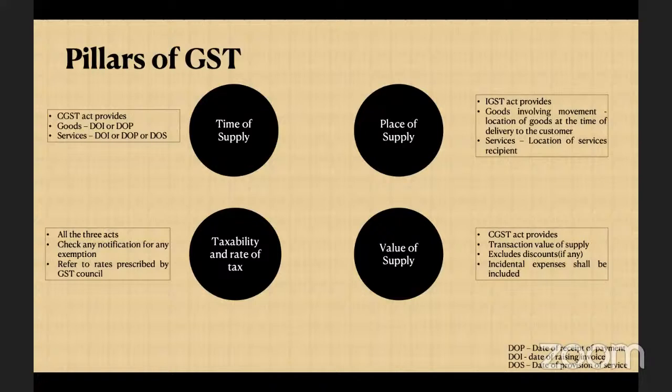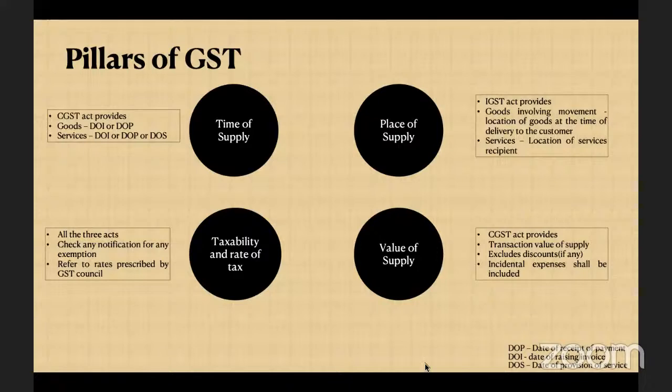A 28% actual tax rate plus an additional compensation cess of 15% will be levied on Coca-Cola, especially aerated soft drinks, pan masala, and tobacco products. Under taxation language, these kinds of goods are referred to as sin goods. All these goods will be subjected to the highest rate of GST, which is 43%.